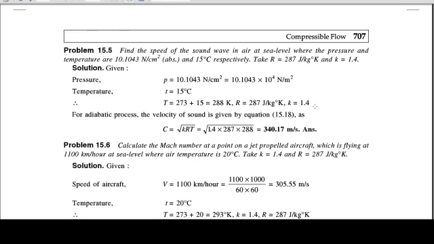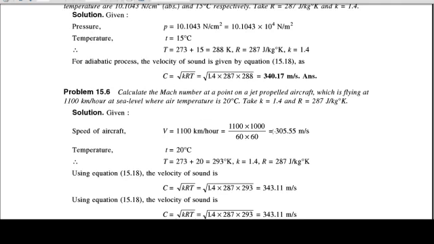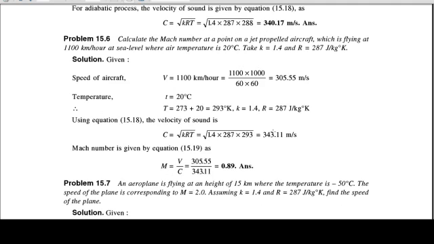And K is equal to 1.4. As we know, for the adiabatic process, the velocity of the sound is given by the equation C is equal to under root of KRT. Put the values: K is 1.4, R is 287, and T is 288. Then after solving this, we get the value of C as 340.17 meter per second. Okay, then now we will see one more problem.